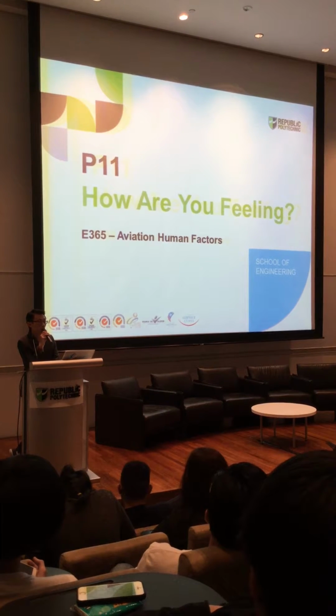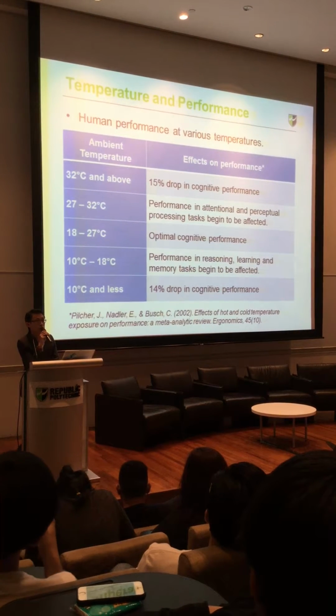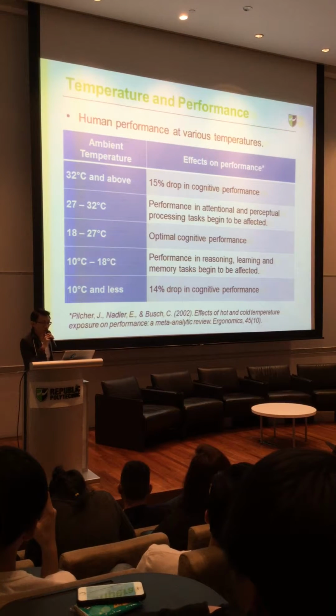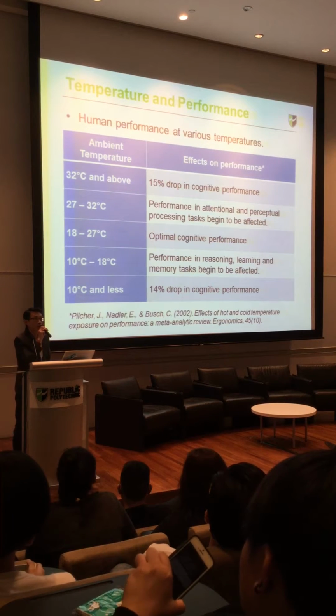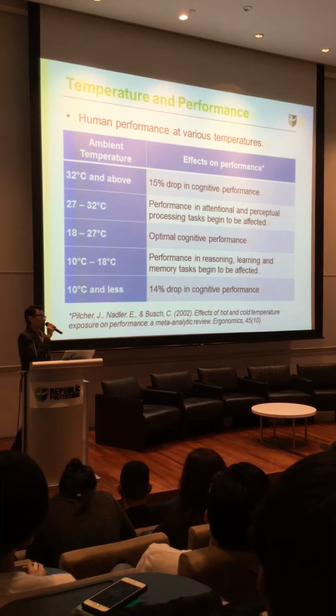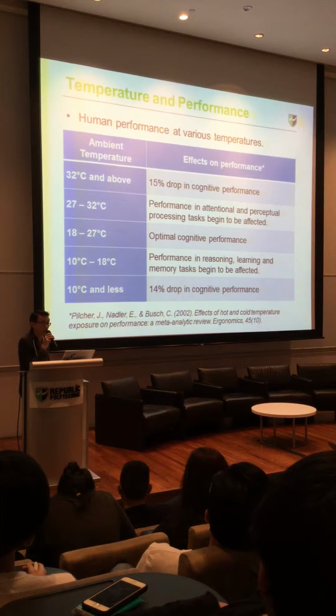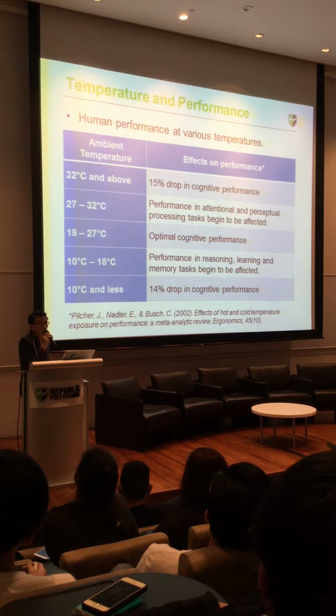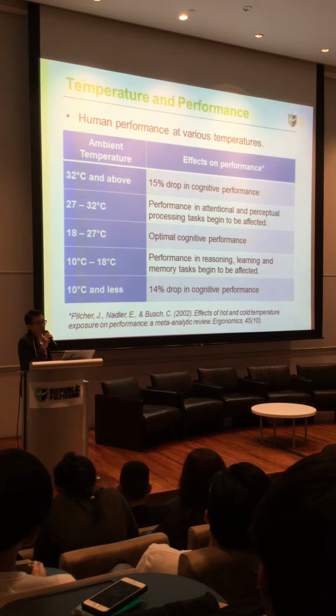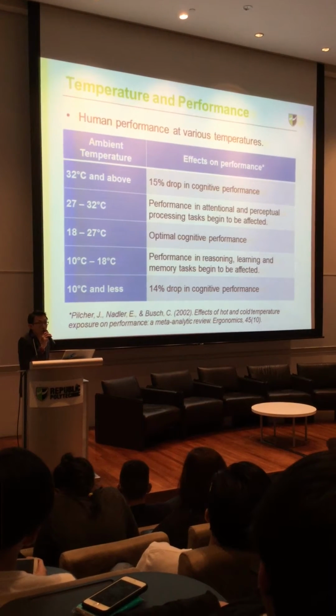Okay, so 11. How are you feeling? That's the temperature, vibration, and noise chapter. Under the temperature portion of this P6, you will see this chart. This is one of the most important charts in there, because it talks about the optimum cognitive performance. Cognitive performance means the ability for you to think, make decisions, and solve problems.